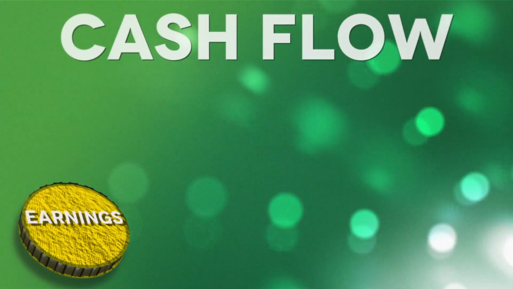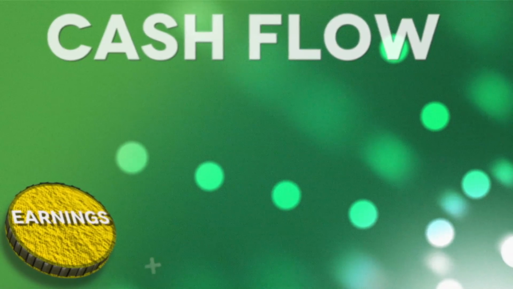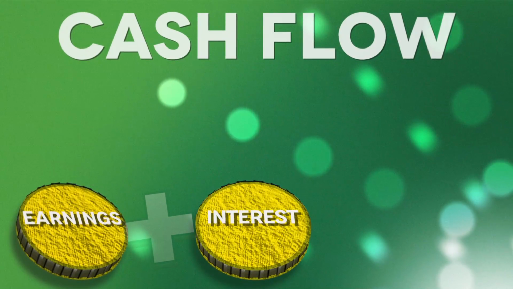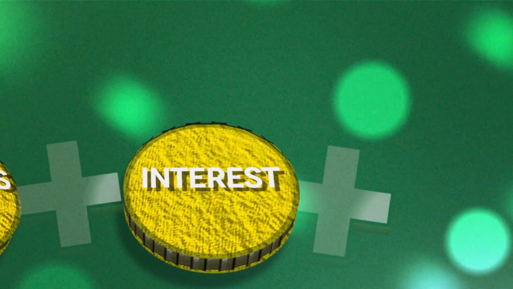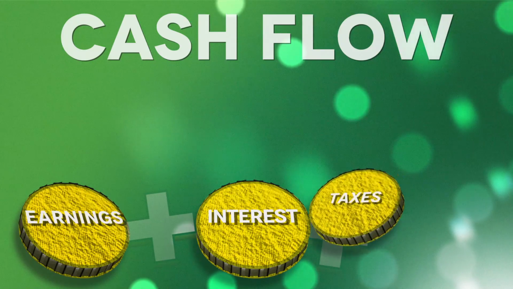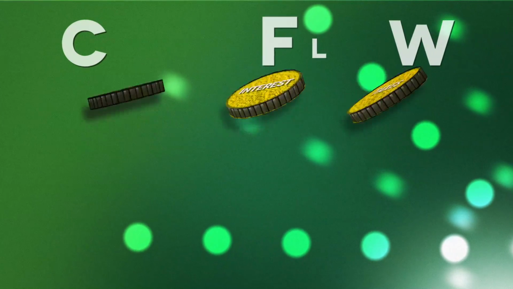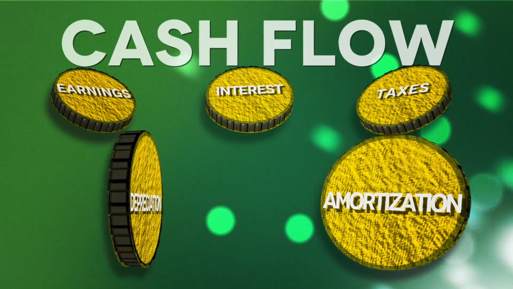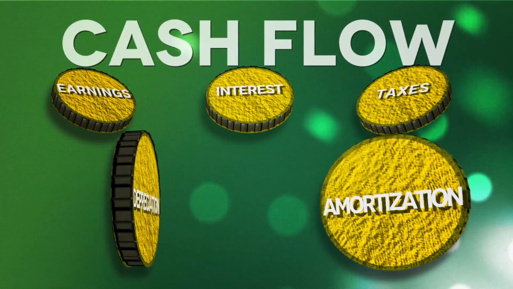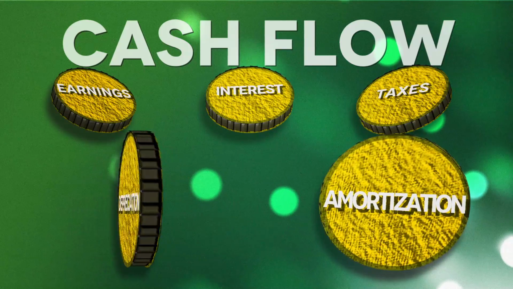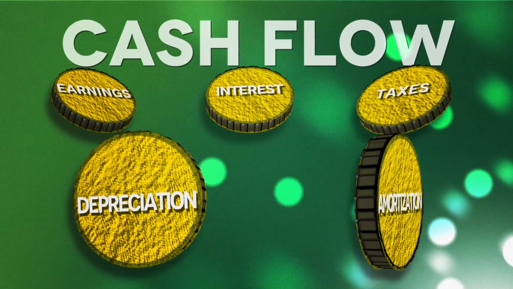Let's see. What are the components of cash flow? Cash flow, of course, starts with the earnings. But you add back interest, because it could be interest you pay for debt. So interest and taxes you want to add back to earnings to get cash flow. And depreciation and amortization are non-cash accounting items. So even though we subtract them out of the income statement, you want to add those non-cash items back so you can have a better idea of what the actual cash flow is.